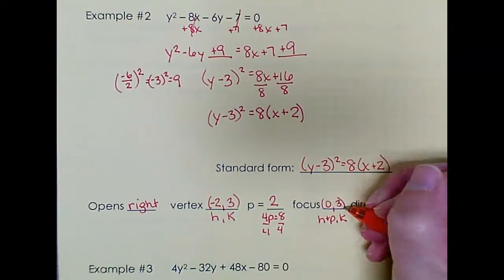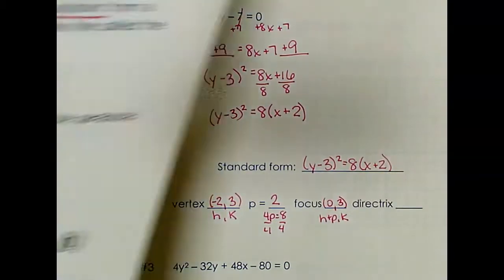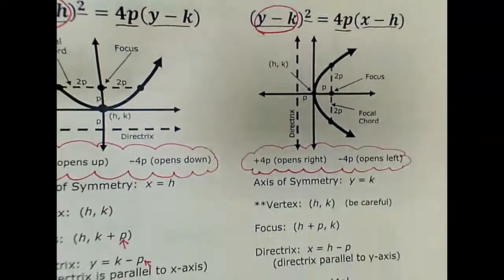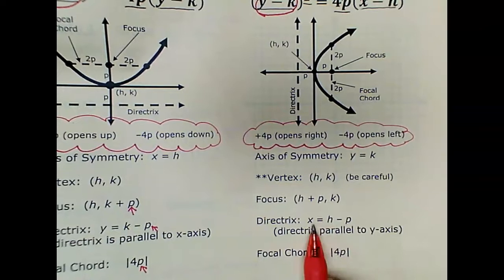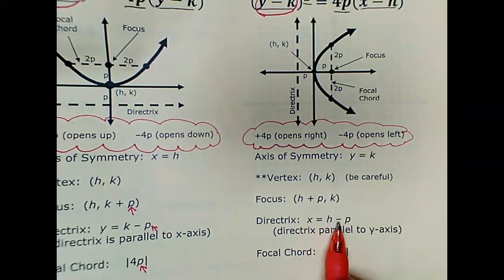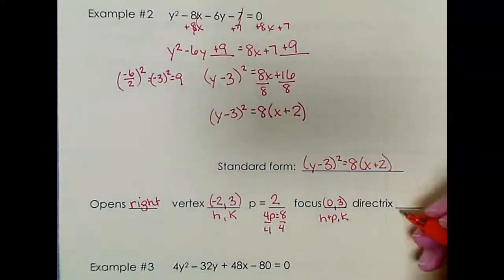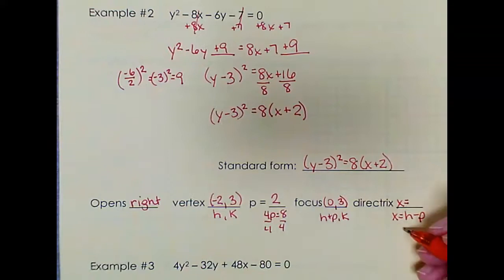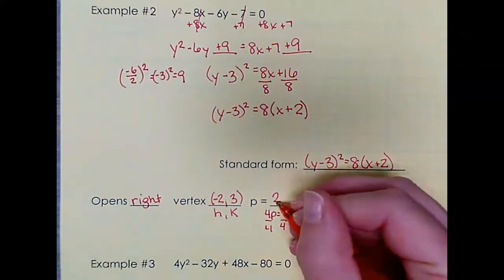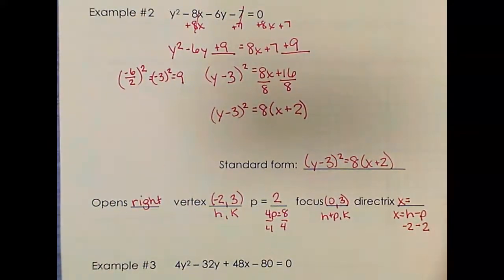And my directrix is x equals h minus p. X equals h minus p. So x equals, h is negative 2, minus p, which is 2. So if I have negative 2 and I subtract 2 more, I get negative 4.